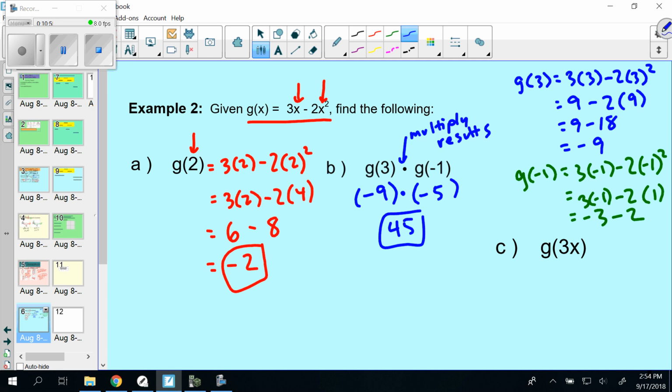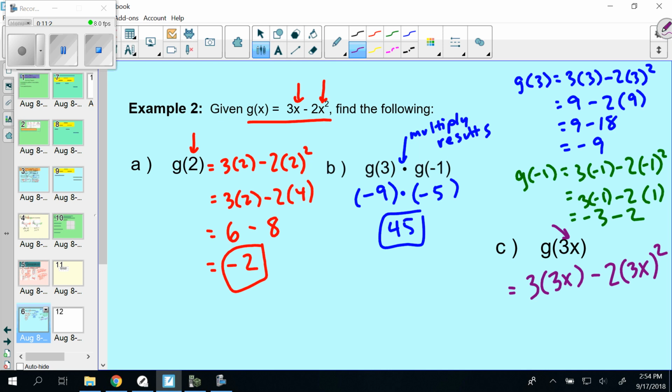All right, C. Now we're given a function. Our input is 3x. And so here what we want to do is, again, same function. Even though it has an x in there, we're still inputting whatever's in that parentheses in for our input variable, which is x. So now our x's become 3x's.